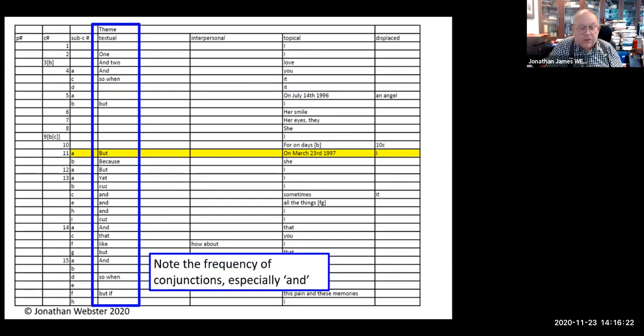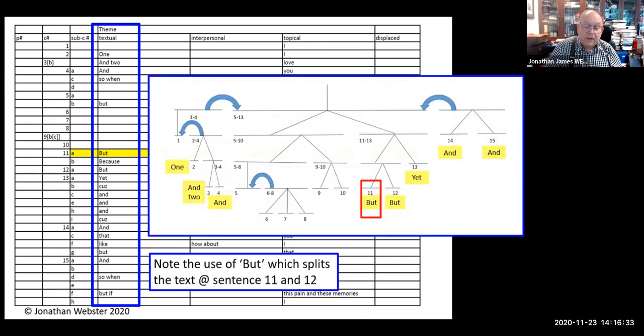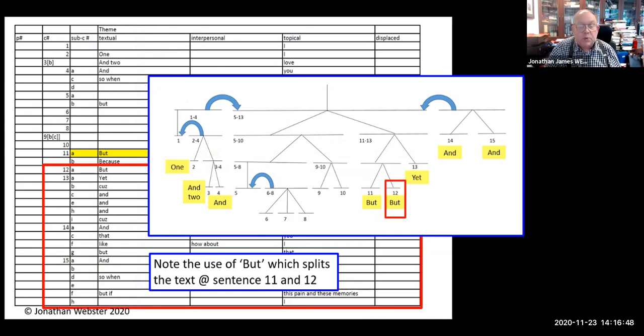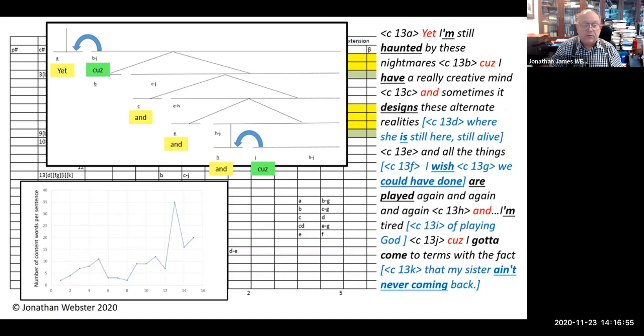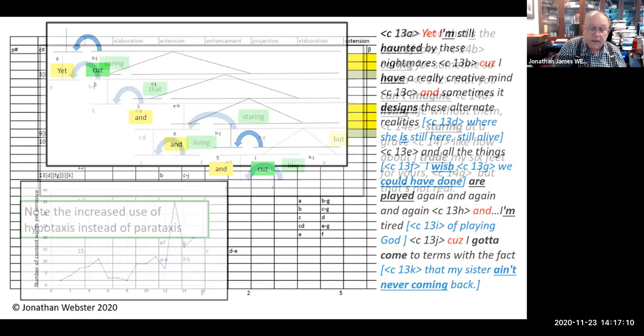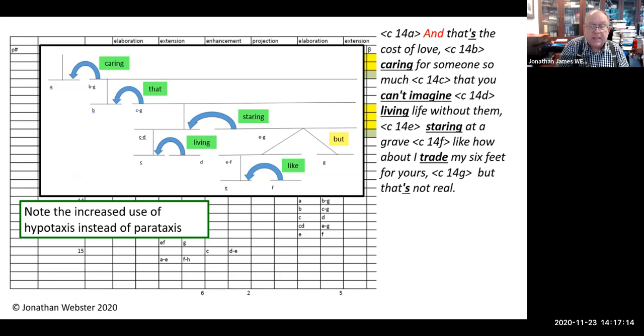Now, if you take a look at the use of conjunctions, you'll notice from 11 onwards that every clause has a conjunction. And especially, you'll notice the frequency of the conjunctions and. But we have that but at 11 that signals the change in the partitioning of this particular performance. Then the but in 12 begins us on this sort of looking at and noticing the change that's taking place. And you'll notice that it's not just paratactic, but also quite hypotactic, where we have this increase in lexical density. We notice the increased use of hypotaxis instead of parataxis.